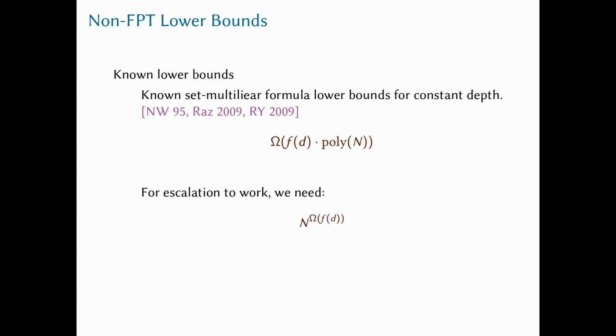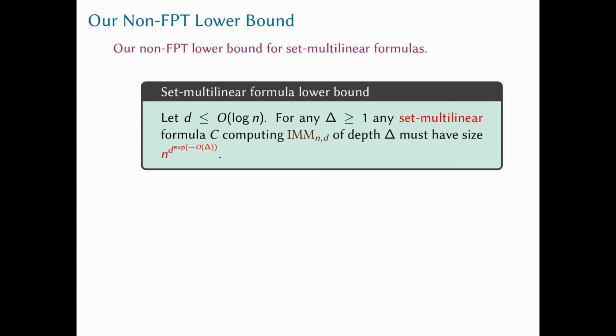And unfortunately, what was known in RAS work does not seem to imply something like that. So we need to find such a lower bound. We call it non-FPT lower bounds, similarly to what is known in parameterized complexity. In fact, we want to show that if we want to compute IMM in depth delta by a set multilinear formula, we will need size at least n to the d to the something exponential.